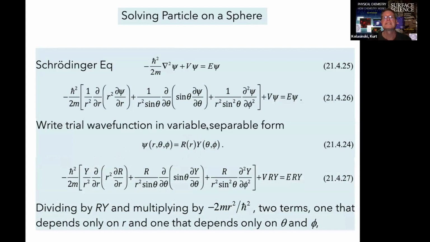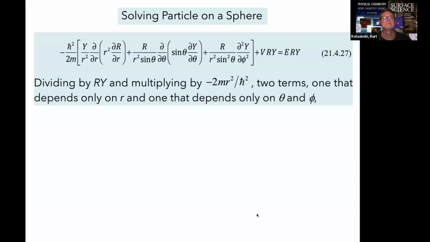All right, so we're going to substitute this into our Schrödinger equation. And then what we need to try to do is to somehow separate this into terms that only depend on r, or only the angular variables. And this can be done if we divide through by R times Y and then multiply by this factor minus 2mr squared over 2ħ squared. And then we will end up with separated variables, terms that only depend on r, and another set of terms that only depend on the angular variables theta and phi. All right, so that's what we're going to do.